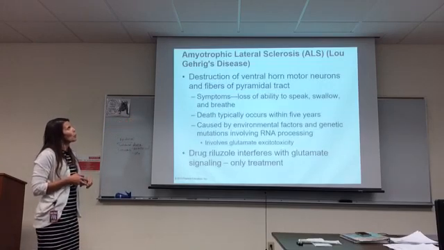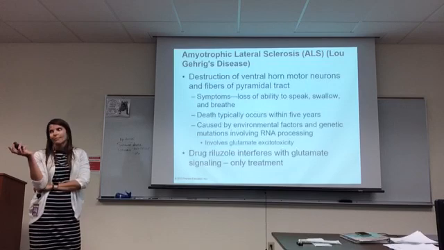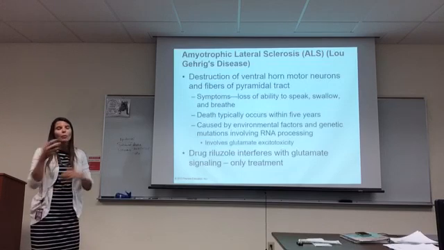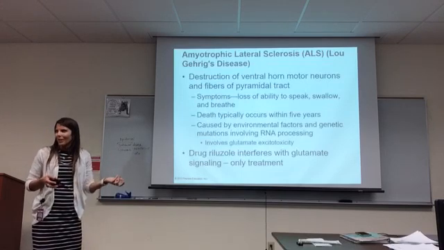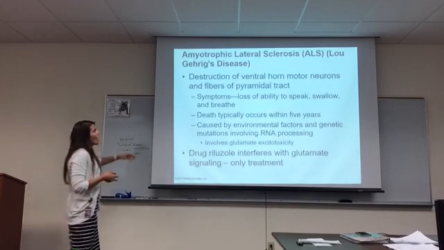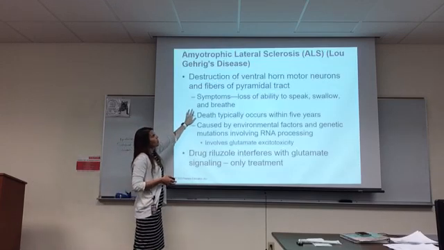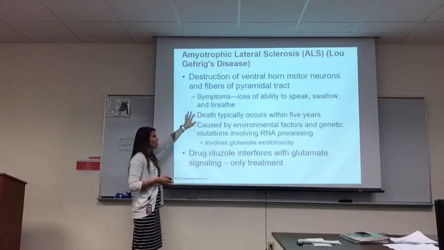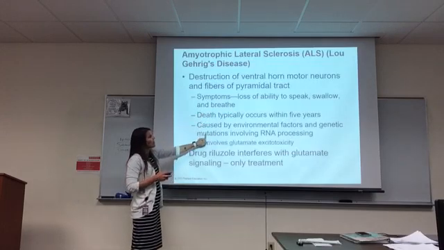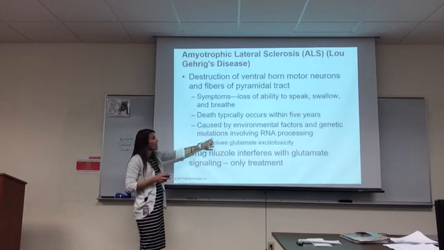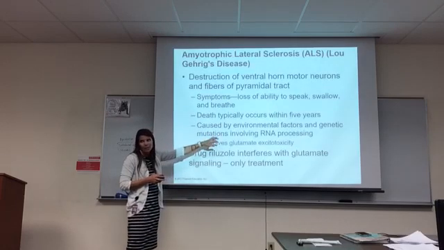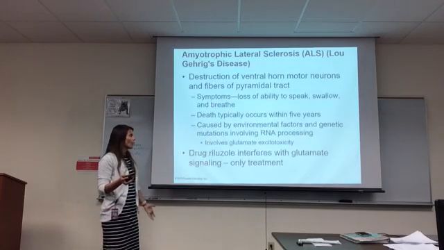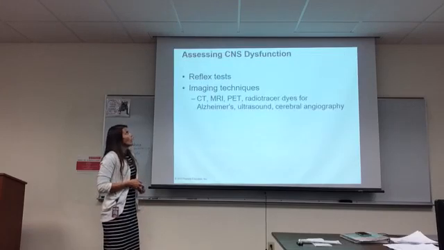ALS is Lou Gehrig's disease. Destruction of the ventral horn motor neurons. Same thing. Okay, well, not the exact same thing, but caused by a different cause. You slowly lose the ability to speak, swallow, and breathe. So this isn't specifically a virus that's doing this to you. It could, but it's mentioning here that it's an environmental factor and sometimes genetic mutations that lead to this. So you could develop this later on in life.